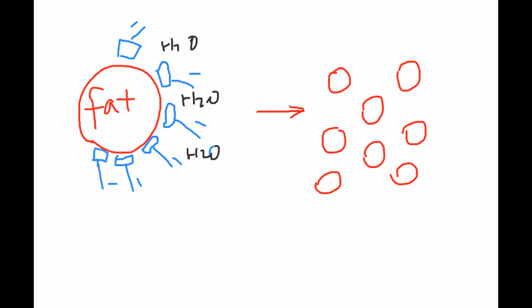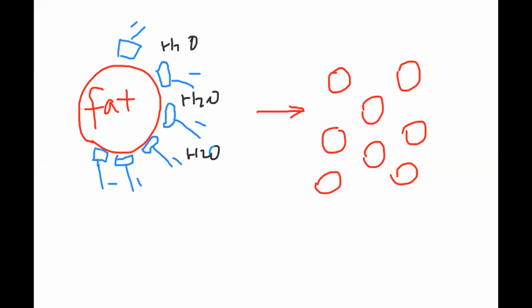All right, you have that word in your book, emulsification. Emulsification is a physical digestion process. This is why the bile is needed for fat digestion. It's not for chemical digestion, it's for physical digestion.